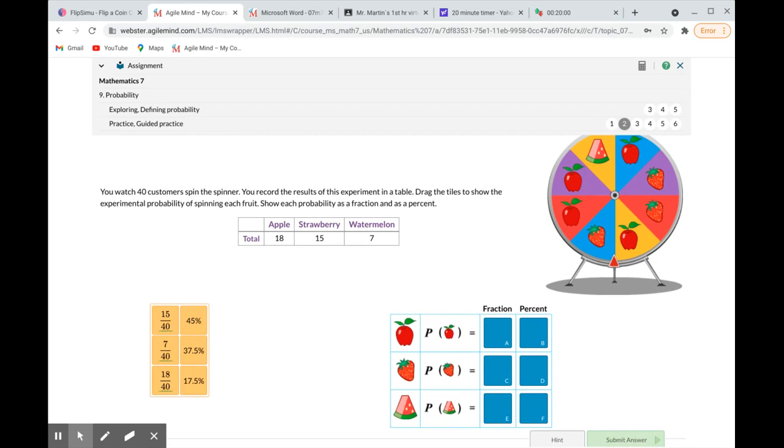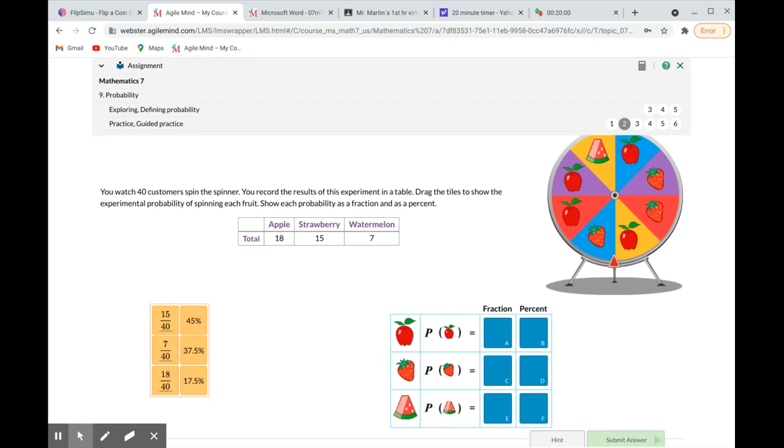You watch 40 customers spin the spinner. You record the results of the experiment in a table. Drag the tiles to show the experimental probability of spinning each fruit. Show each probability as a fraction and as a percent. All right. So it says we landed on the apple 18 times, the strawberry 15, and the watermelon 7.